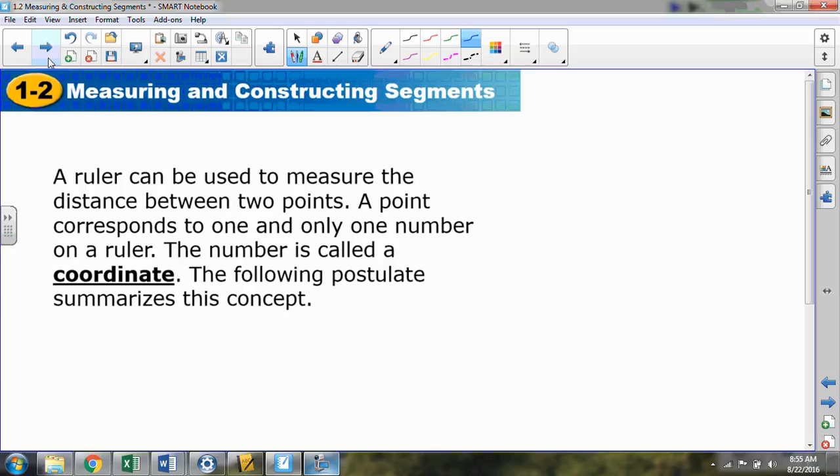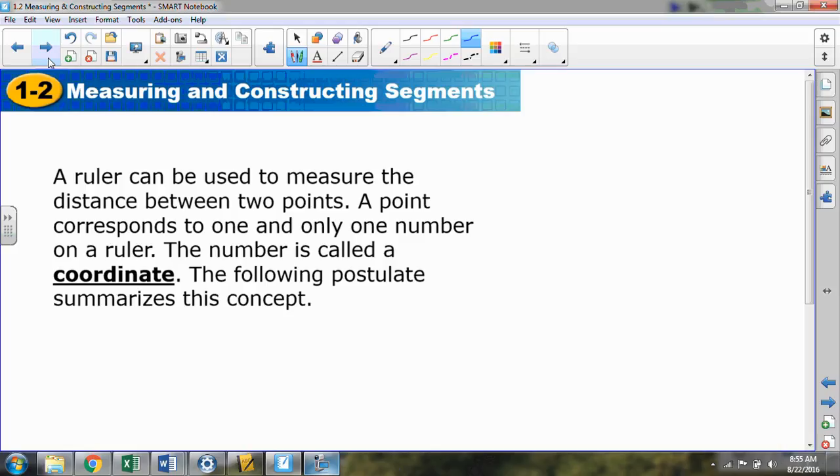Okay, here's the first thing that we've discussed, or that we need to know. What is a ruler good for? Measuring distance. How many years have you been using rulers? I don't know, a lot.